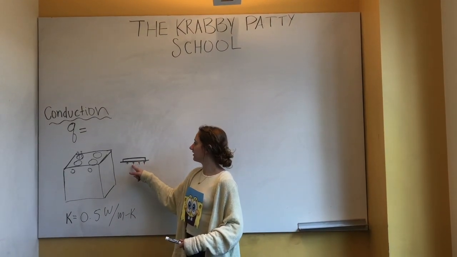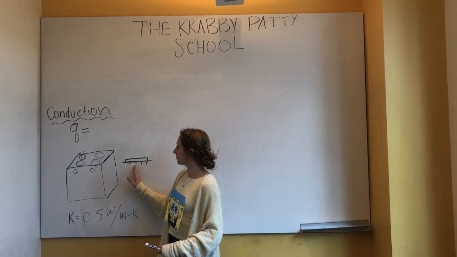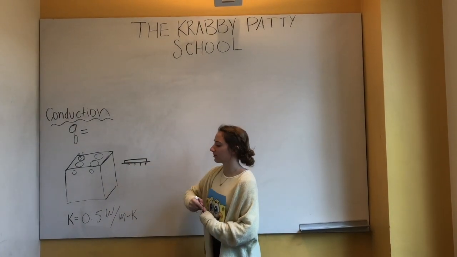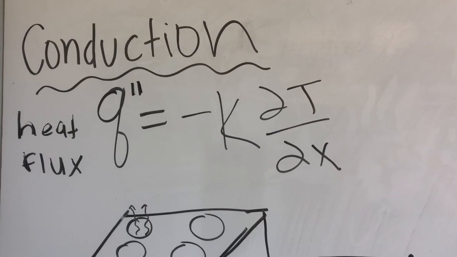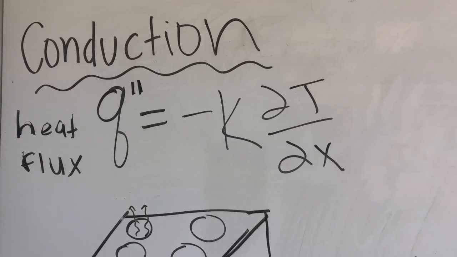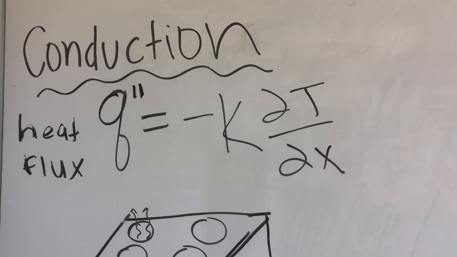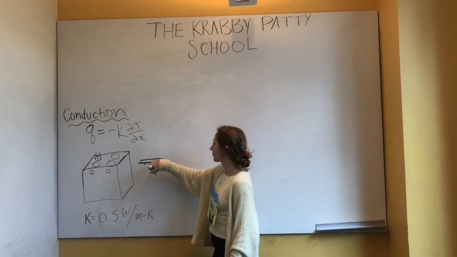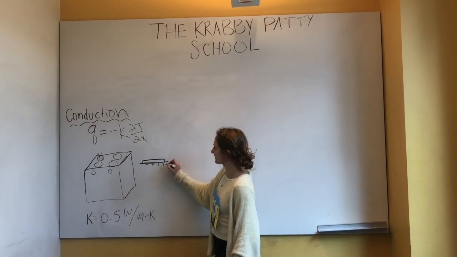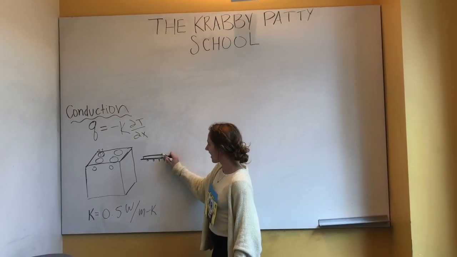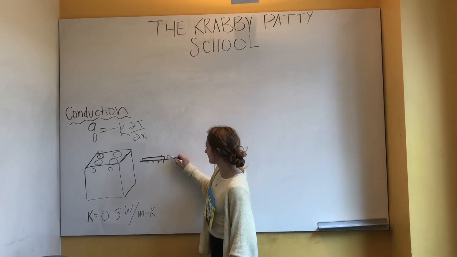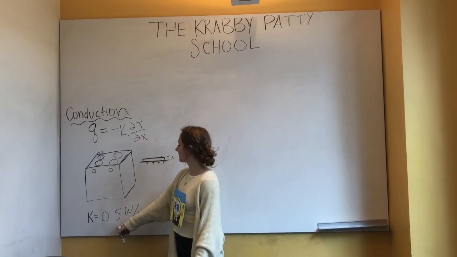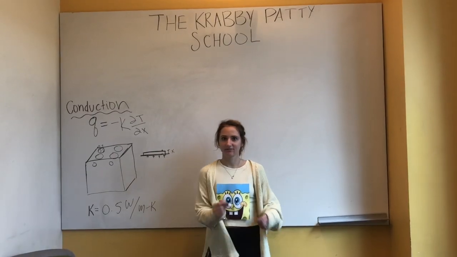patty and the grill. The heat passes from the stove into the grill, and the equation for conduction is q = -K dT/dx. So it passes from the stove through the patty, and this is the temperature difference from here to here, and then this is also the distance for x. And K is your thermal conductivity of 0.5.